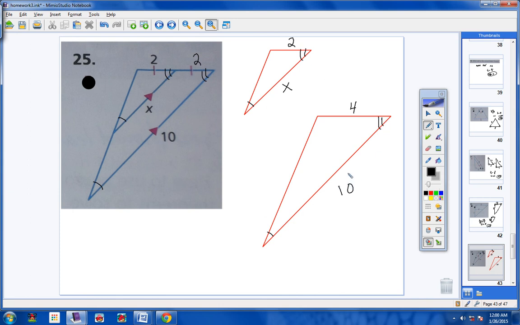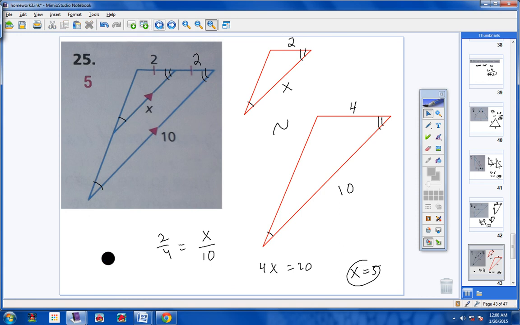Now first of all, as soon as we realize we have two angles in one triangle congruent to two angles in another, we know these two triangles are similar. Next, I can say 2 over 4 equals x over 10. And now we're all set. 4 times x is 4x. 2 times 10 is 20. Divide both sides by 2. And x equals 5. Okay, x equals 5.